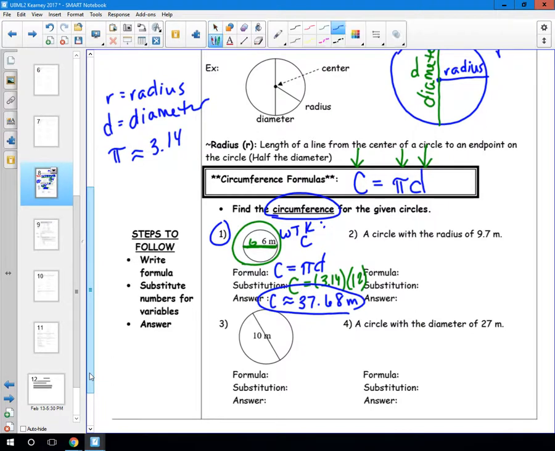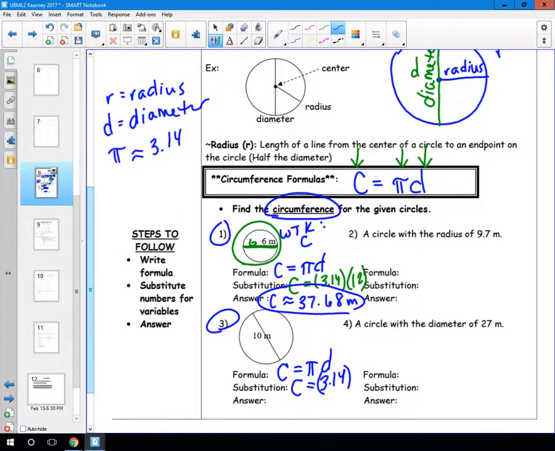Let's come down here to number 3. Okay, number 3, it says find the circumference. My formula is C equals pi times diameter. So do I know the C yet? Not for this one. I'm finding the C, so we're going to leave C. What do we say pi was? 3.14. And then in this problem, what is my diameter?